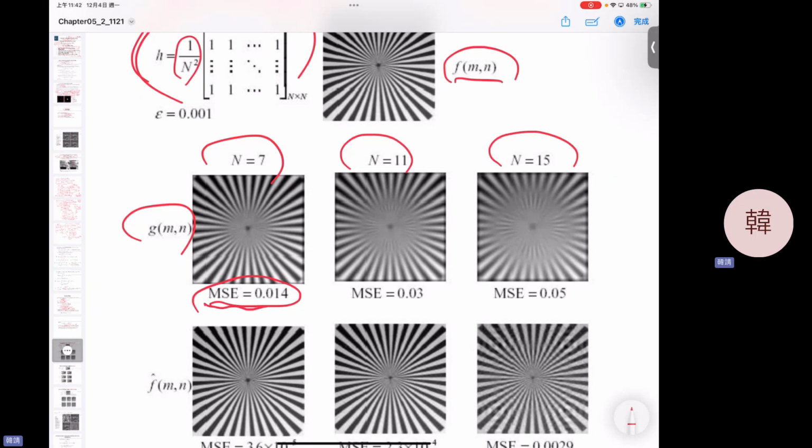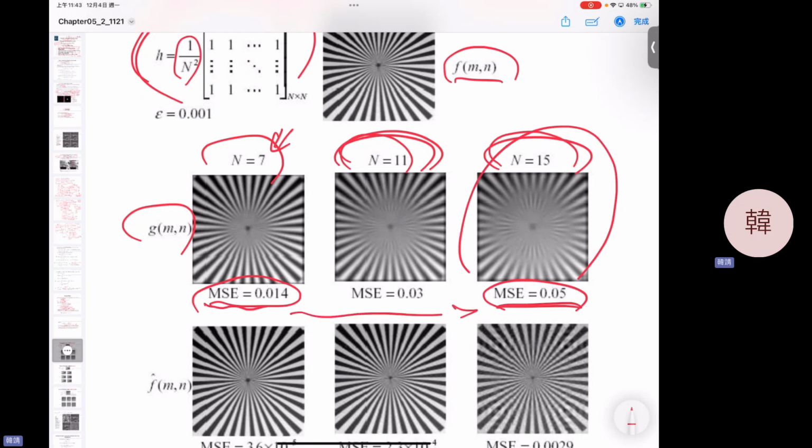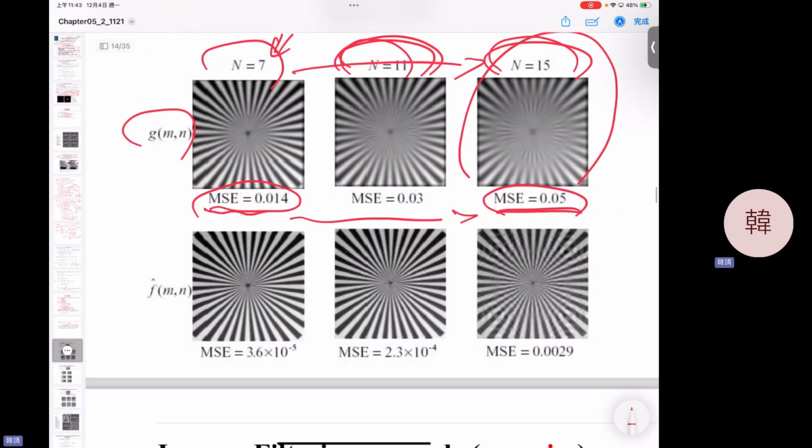And if your size is larger, the blurred result will be even more serious. So you can see it's for size of 7 to blur your image, size of 11 to blur your image, and size of 15. The mean square error becomes larger and larger. So when your degradation model mask size is larger for the uniform blurring, the result is more serious, and the mean square error becomes higher. The larger the size, the higher it becomes.